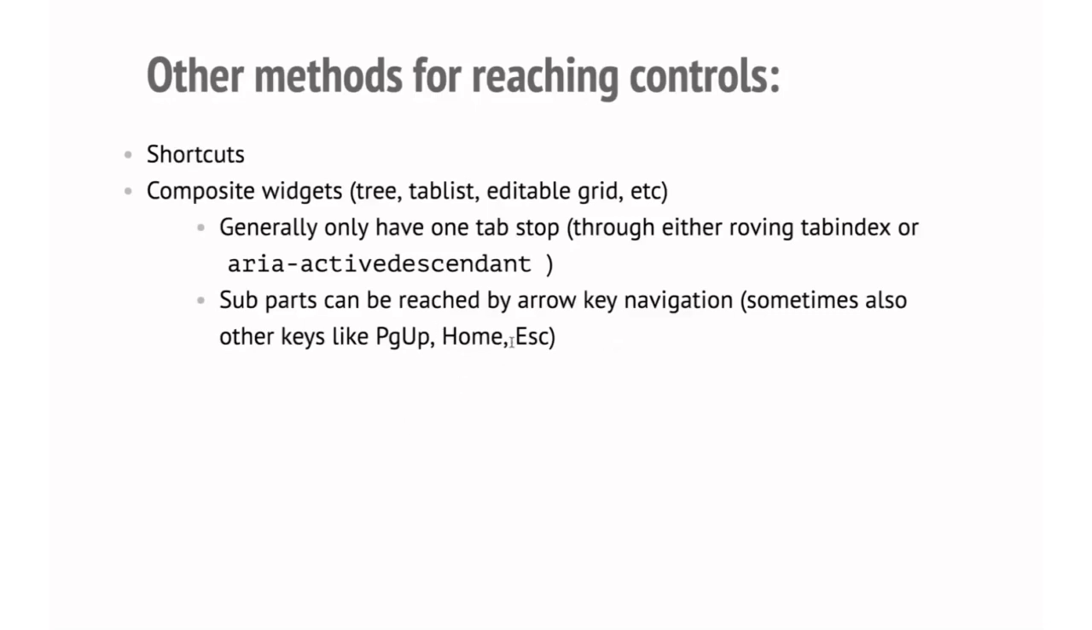Of course, it's not just arrow key navigation. Sometimes there are also other shortcuts like page up, page down, home, end, escape, and whatever shortcut makes sense. In some cases, like a tree view, you can usually use a first letter search. So you type in a letter, and it will automatically skip to the tree item that starts with that letter.